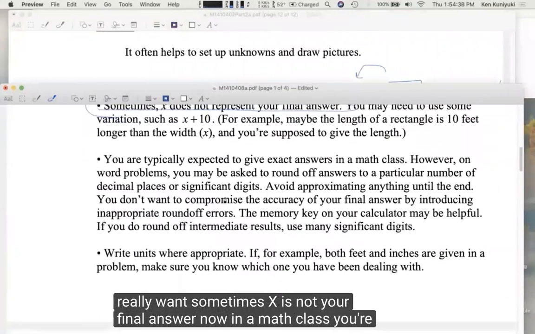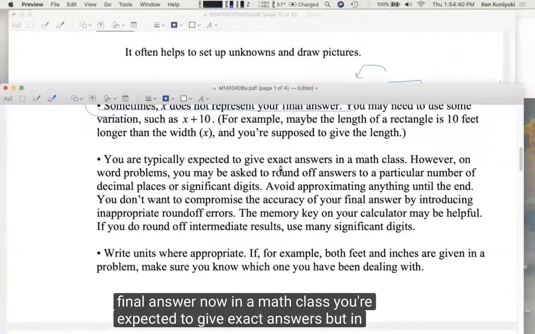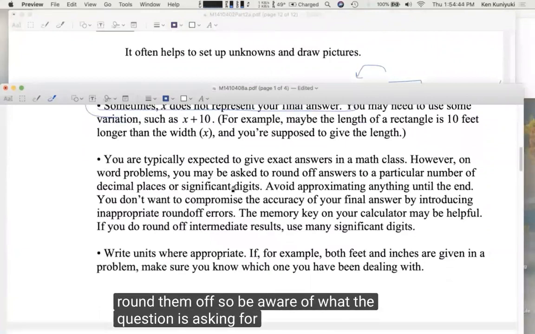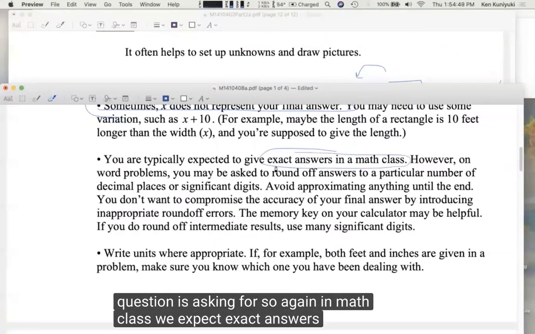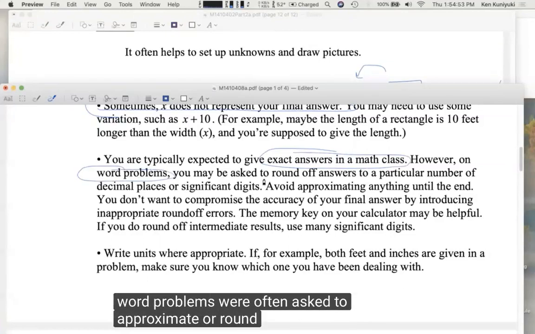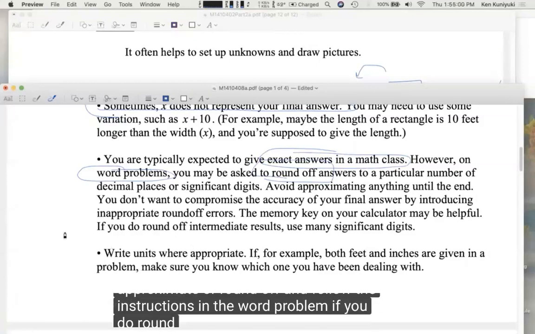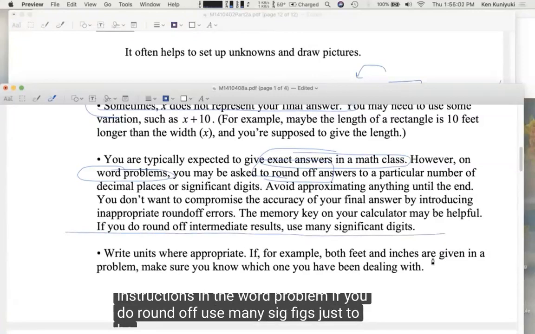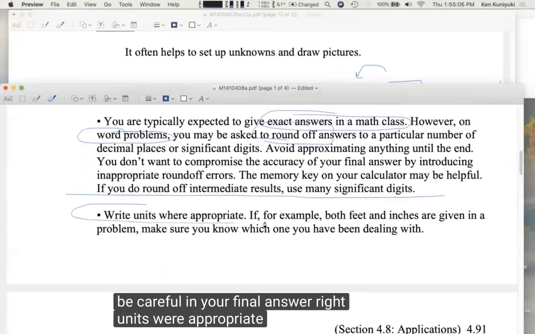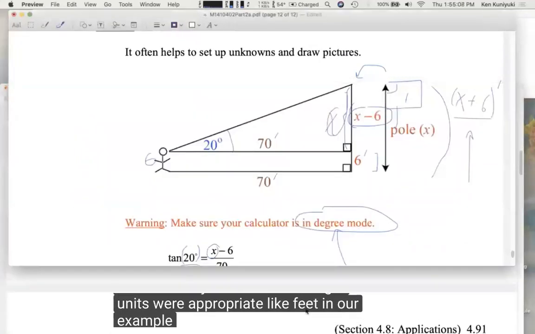Now, in a math class, you're expected to give exact answers, but in word problems, you might be asked to round them off. So be aware of what the question is asking for. Again, in math class, we expect exact answers, but in word problems, we're often asked to approximate or round off and follow the instructions in the word problem. If you do round off, use many sig figs just to be careful. In your final answer, write units where appropriate, like feet in our example.